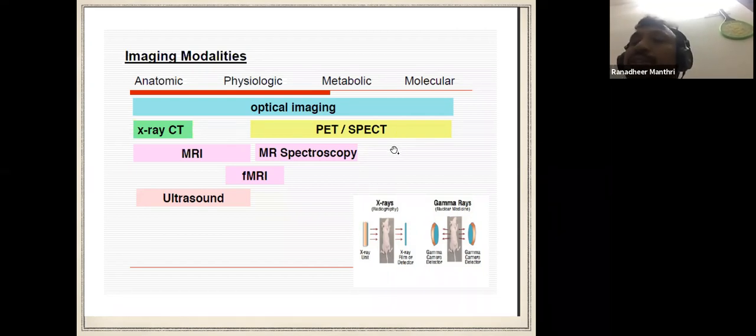Transmission scan is good for anatomy. Emission scan is good for physiology. So we combine both, that is SPECT-CT and PET-CT, a combination of both emission and transmission scans. Next slide, please.